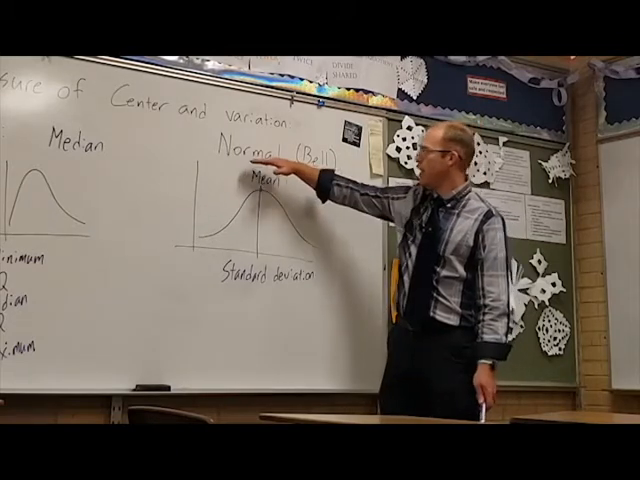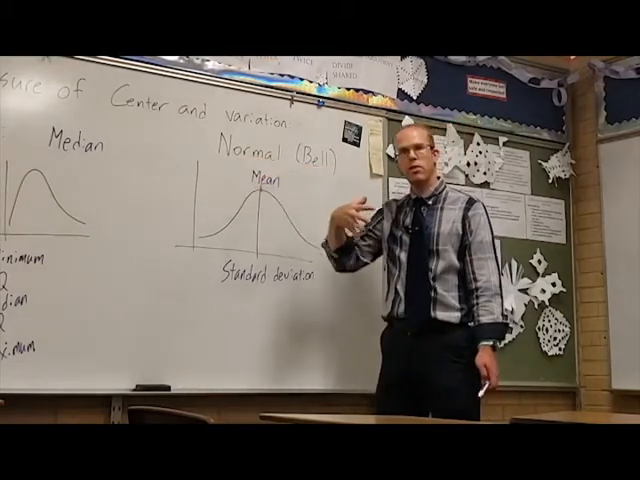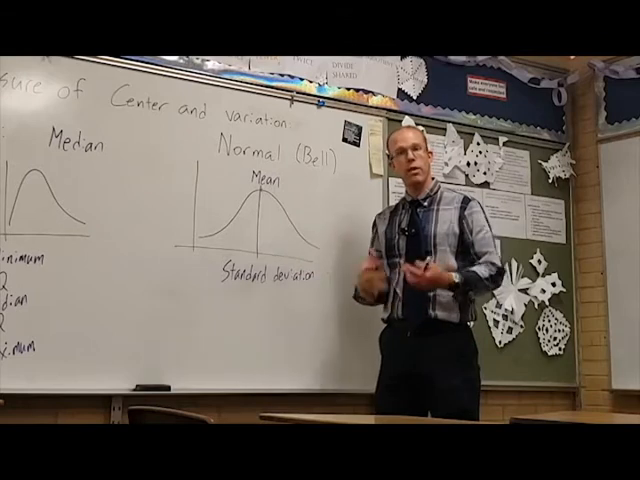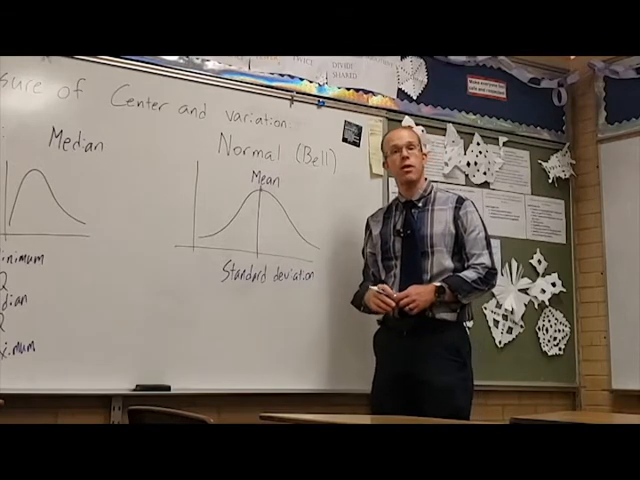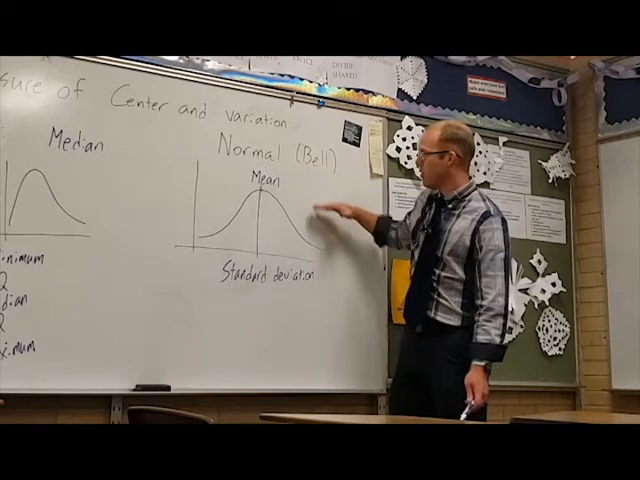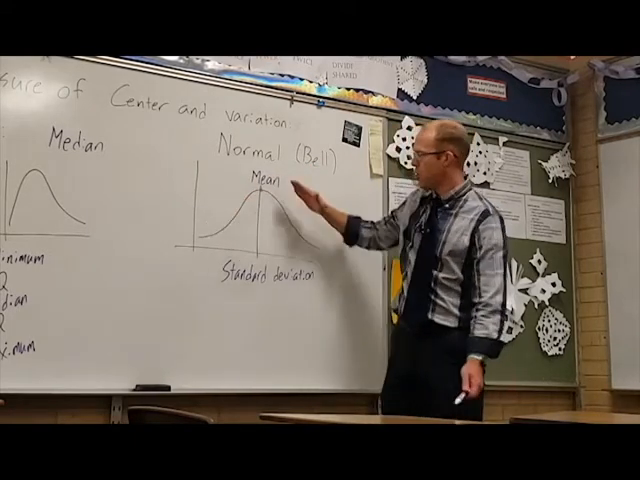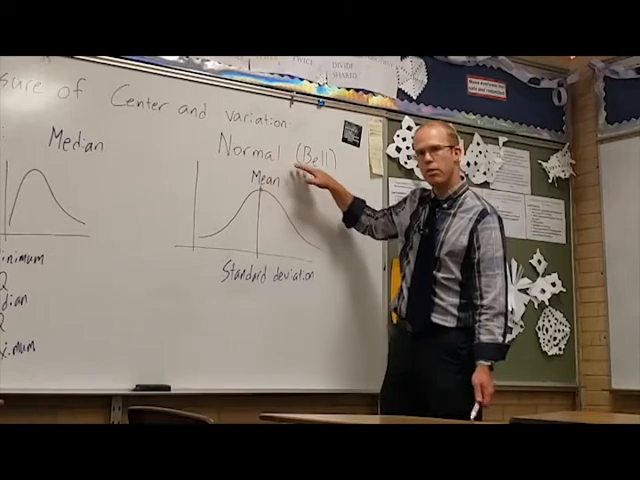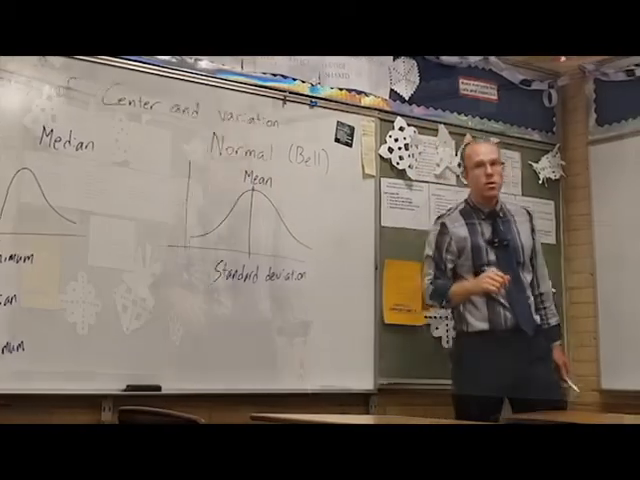I want to talk about the name. The name normal is chosen because this is often found in normal everyday situations. We'll see a couple of examples in just a minute. The alternate name for this is bell curve because this kind of looks like the shape of a bell. These are interchangeable. It doesn't matter which one you use.